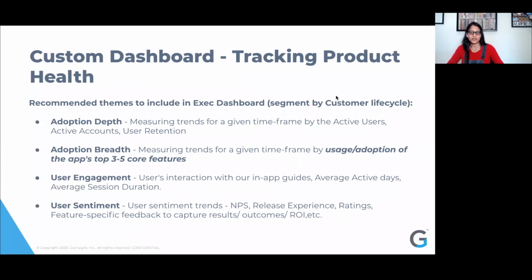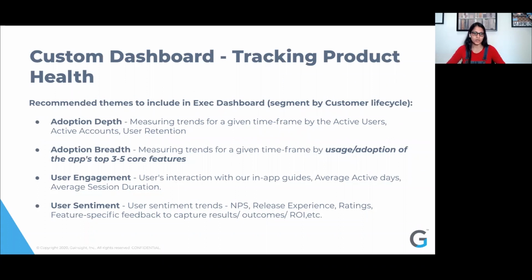Very quickly, I wanted to share the custom dashboards that Gainsight PX offers, or you can build this in any of your analytics tools that you may be using. So the recommended themes to track overall product health are across 4 categories: adoption depth, breadth, user engagement, and user sentiment. Right. So when thinking of adoption depth, you want to look at trends for a given time frame by the active users, number of active accounts, user retention percentage, and so on and so forth.